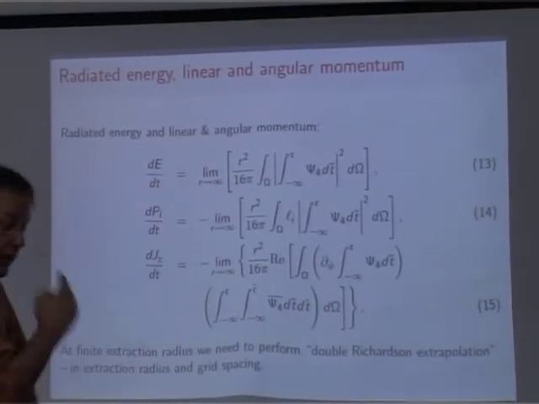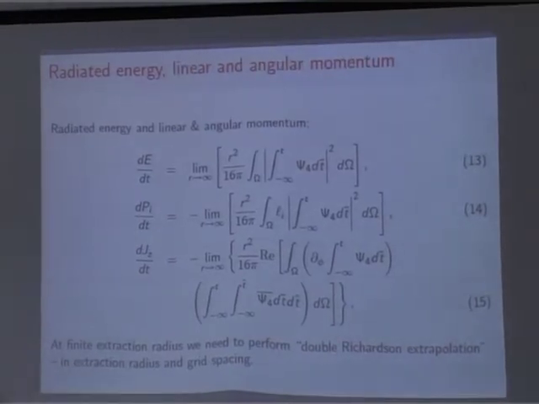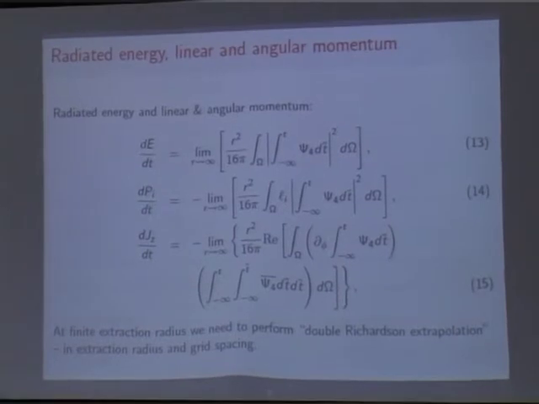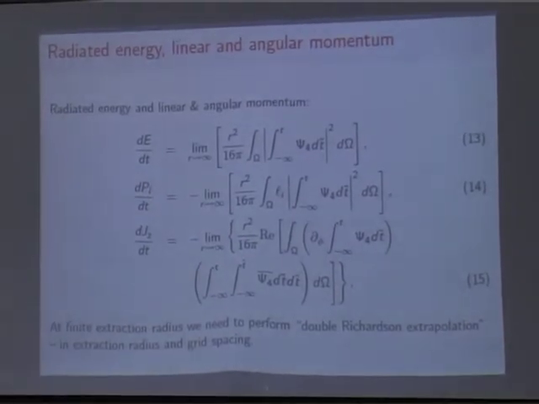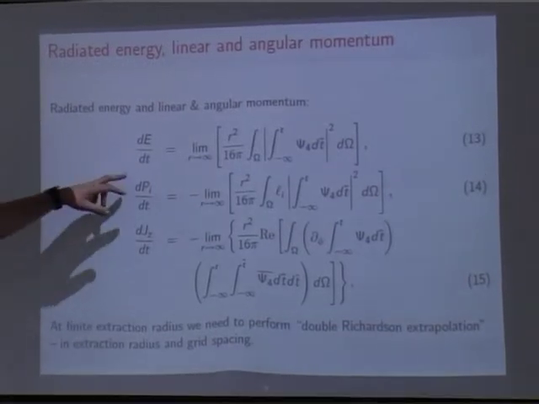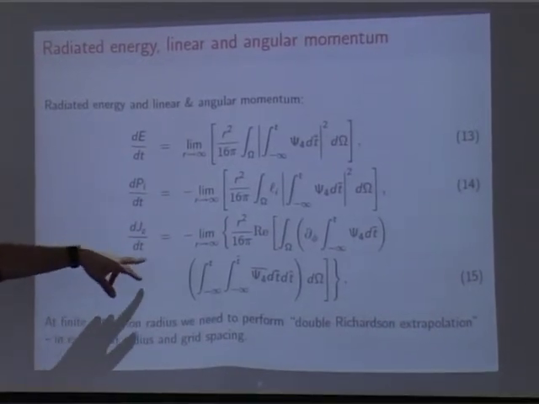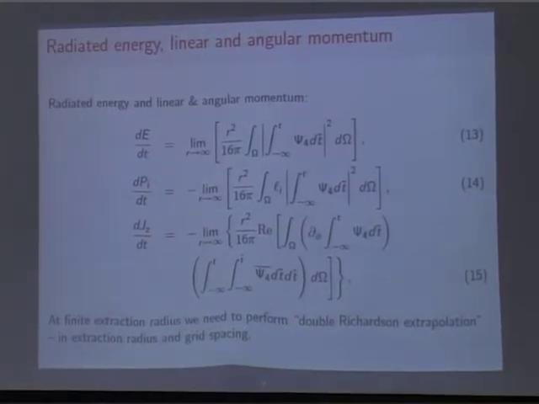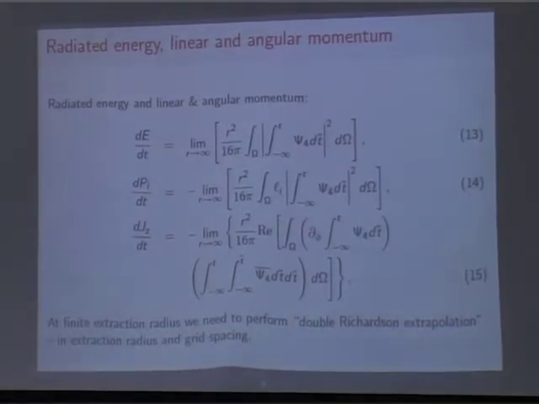Now, something that we cannot directly observe in the detector, but that's interesting to compute, are also quantities like the radiated energy, the radiated linear momentum, and the radiated angular momentum. Here, I just wrote down the z component. And these are defined in terms of certain integrals. Let's just look at one of them.